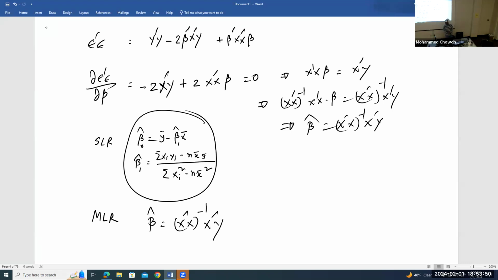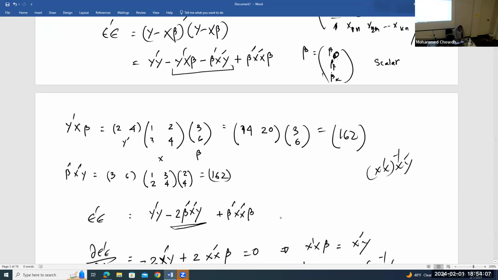Clear? Why do you write minus 2 beta transpose in the first line? This one? This one? Oh, this one? Yeah. This one? Okay. Same.